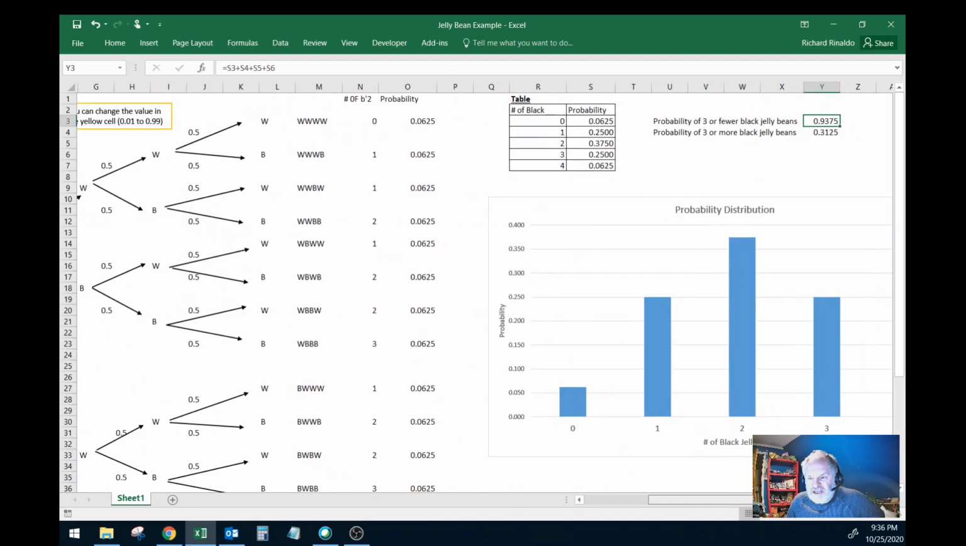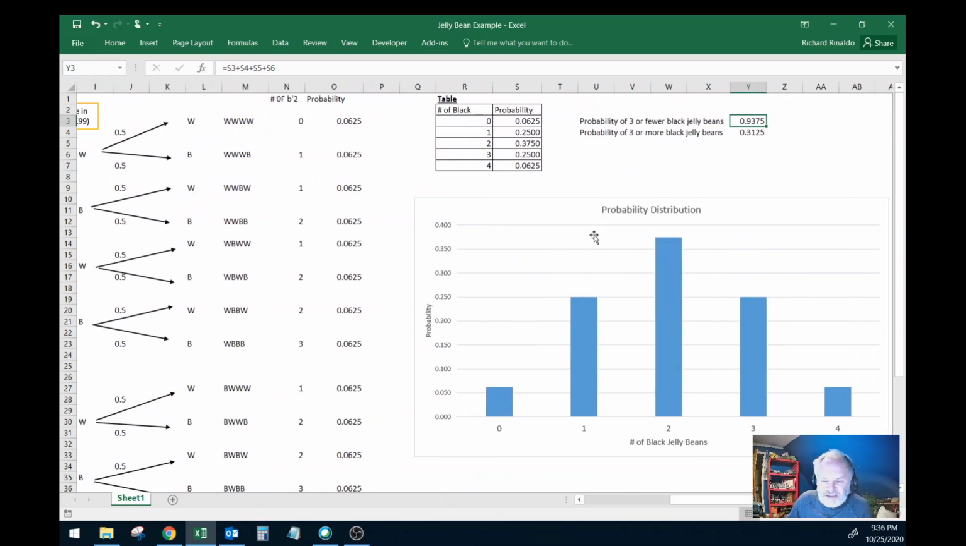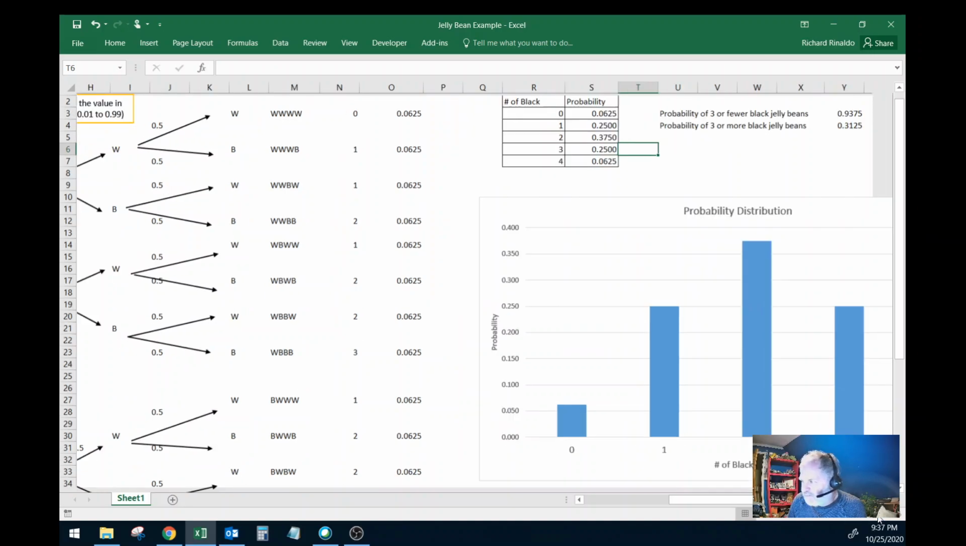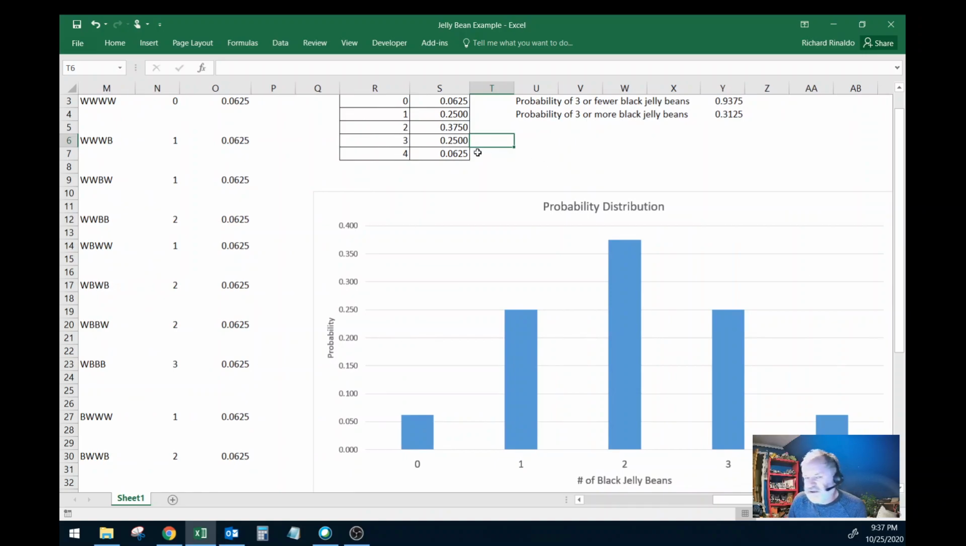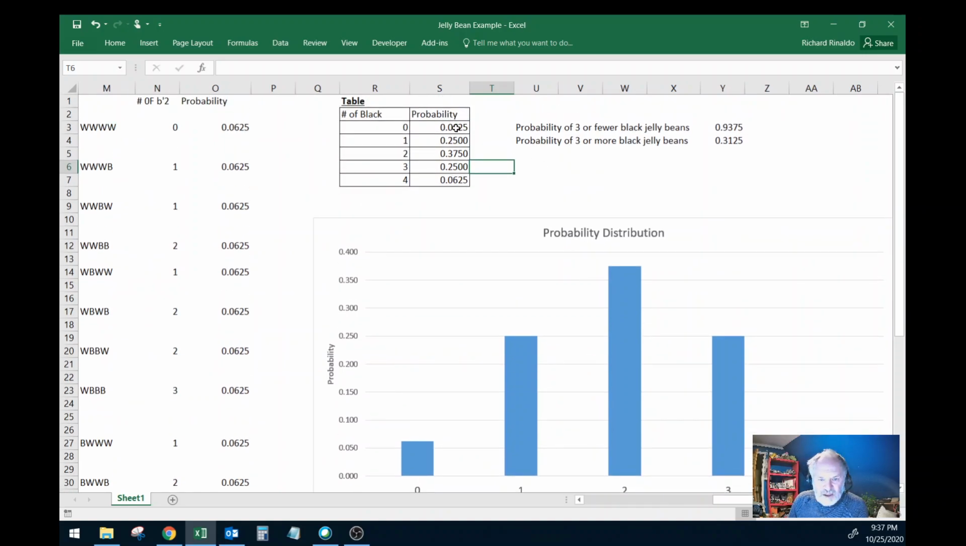Now I can change that. Now that I have this, I can ask myself probability questions. So what's the probability of 3 or fewer black jelly beans? 3 or fewer, let me make this a bit bigger. So 3 or fewer would be right here.